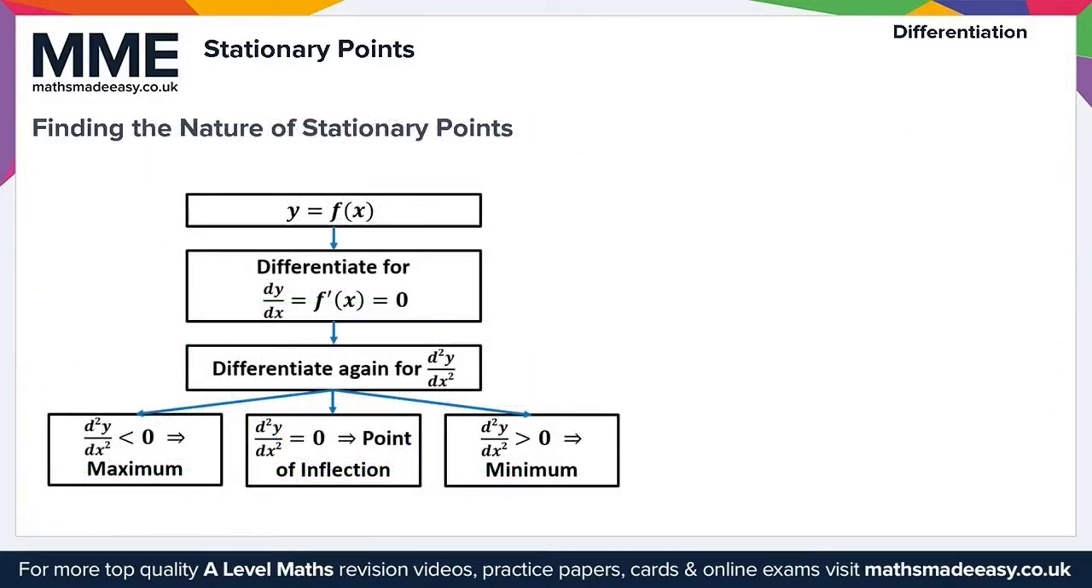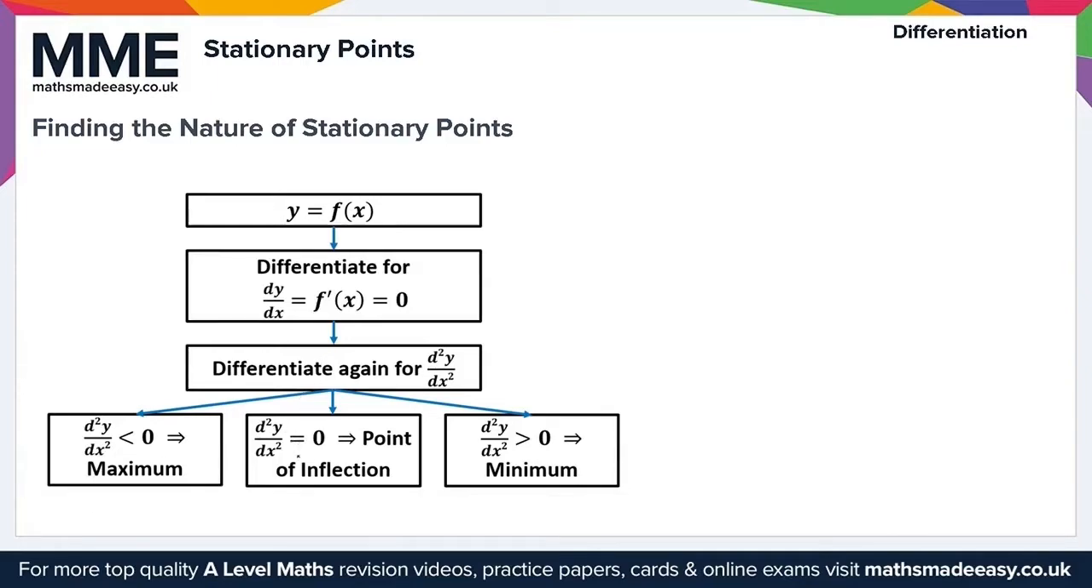Moving on now to finding the nature of stationary points. Once we find our stationary points, we need to find out whether they are a maximum, a minimum, or a stationary point with inflection. We do this by differentiating our derivative again, and we can see from this flowchart what we should expect. If we start with our function y equals f of x, we differentiate to get dy by dx equals f prime of x, and we set that equal to 0. We need to differentiate again for the second derivative. Now, if the second derivative is less than 0, that implies this is a maximum.